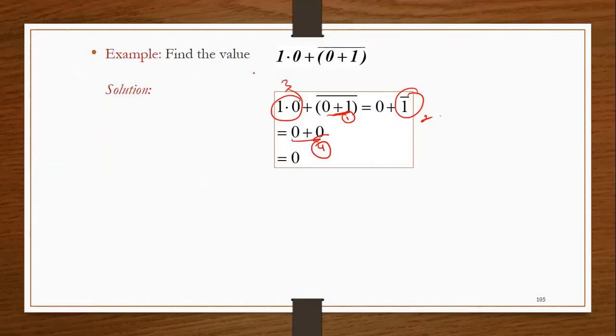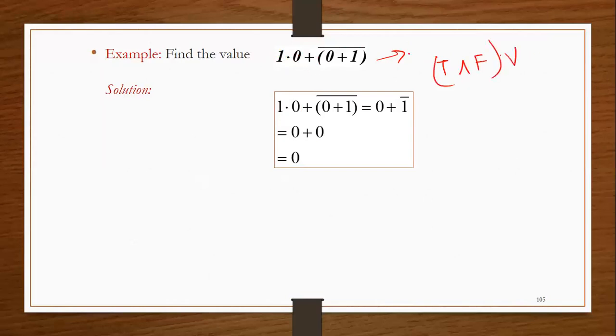Translate this equation into logical equivalence. For this, each 1 should be written as true, Boolean product should be written as and, 0 should be written as false. Then plus should be written as or. Complement should be written as negation. 0 is false or true. So this is your Boolean value in logical equivalence.